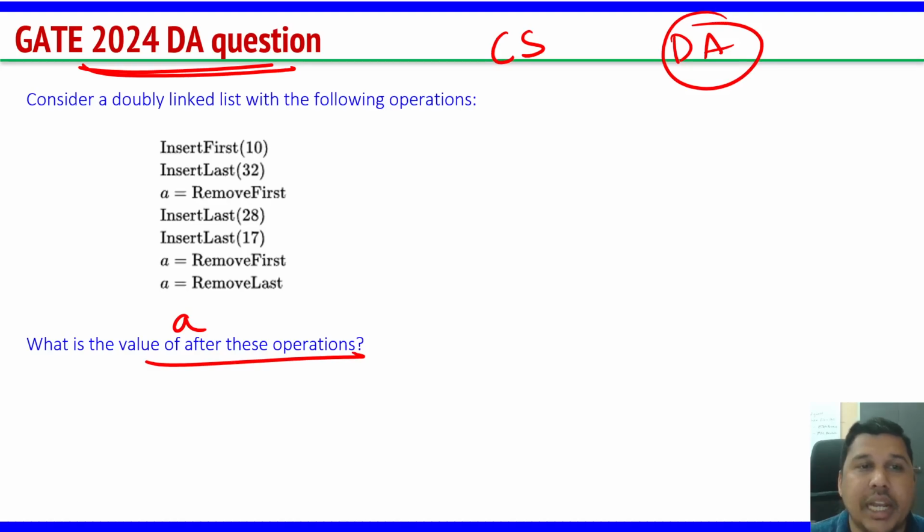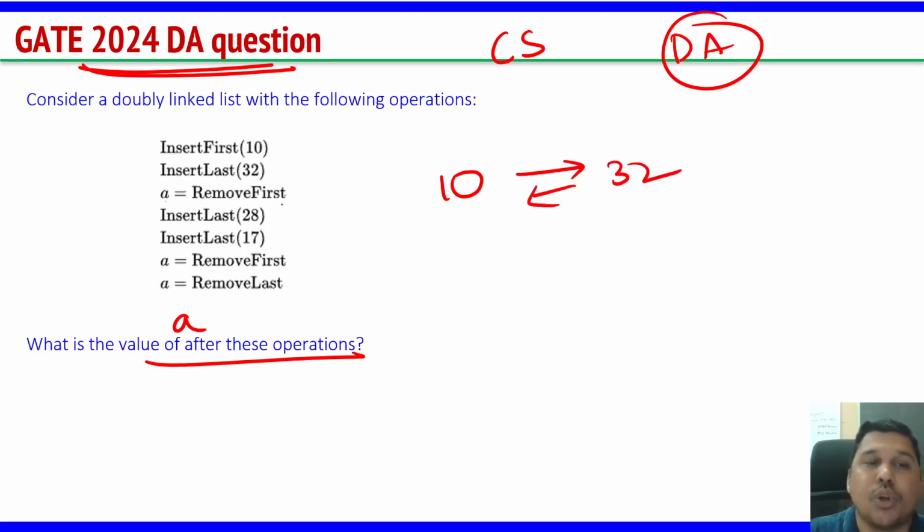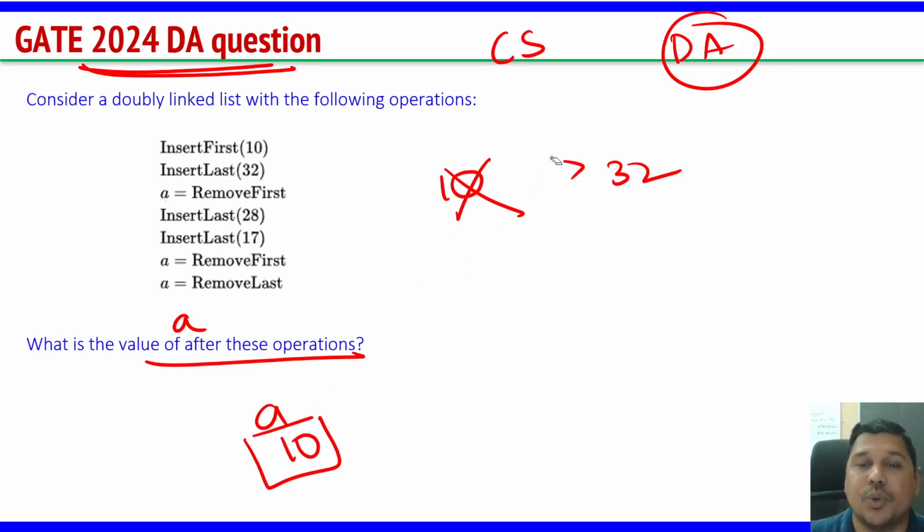Insert first means inserting at the beginning of this double linked list. Insert last means at the end. So insert first means 10 comes here. Then 32 comes. Then a equal to remove first. So in a, the memory will be, remove first means 10 will be removed. So 10 comes here. Then the list becomes only 32. This is gone now. Only 32.